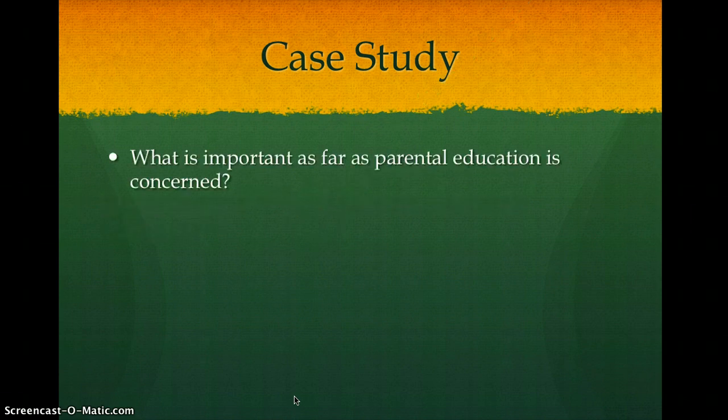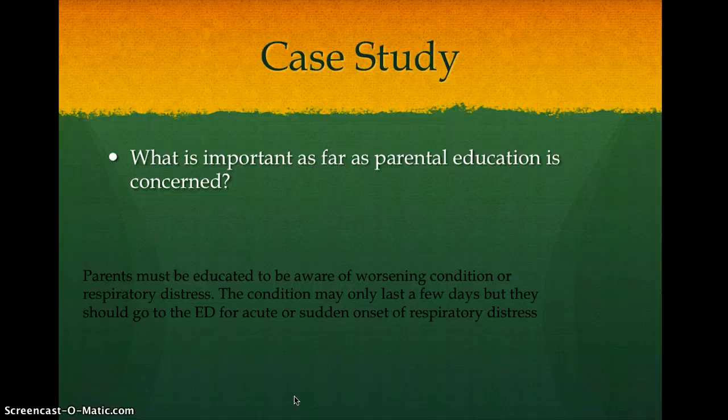Now, when it comes to a parent bringing in her child, education is really big as far as giving the parent some advice. What would we want to say? The biggest thing is parents must be educated to be aware of worsening condition or respiratory distress. The condition might only last a few days, but they should definitely take their child to the emergency room if acute or sudden onset of respiratory distress is present. So you're going to need to make sure the mom is well aware of what's normal and what's abnormal and when to notice that it's getting worse.